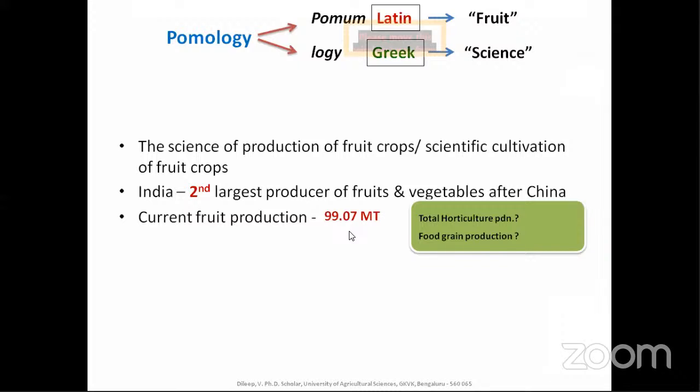So similarly, again the grouping comes here. What is the total horticulture production, and what is the total food grain production? It is fortunate to say that horticulture production has overtaken food grain production, I think when I was in UG, in 2014 or 15. Horticulture production is now 310.74 million metric tons, and food grain production is 295.67 million metric tons.